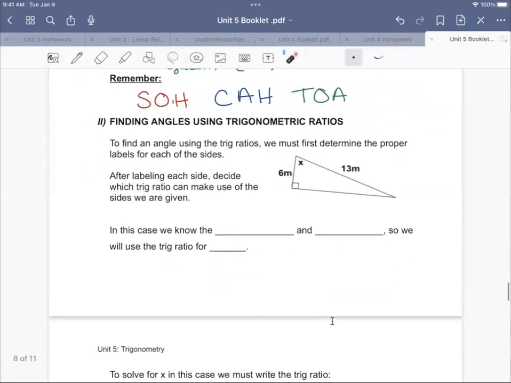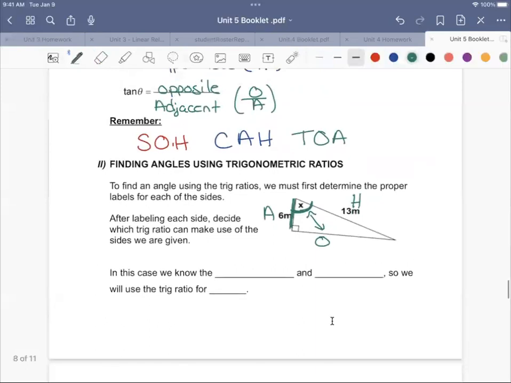So when we put that into practice, if we are using this to find angles using trigonometric ratios, we must determine the proper labels for each of the sides that we have. In this case, I know I am looking for X. I know that my hypotenuse is directly across from my right angle, so H is 13 meters. The side adjacent to the angle, the one that connects to it, is A, which in this case is 6 meters. And the one opposite of that angle is O for the opposite side. Oh, it should be a T.